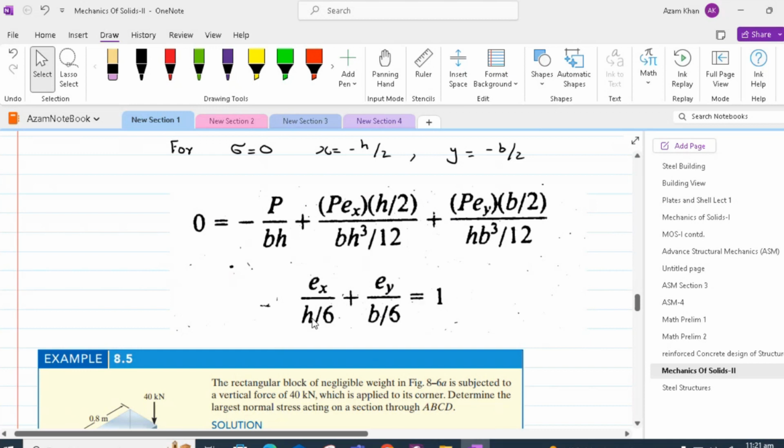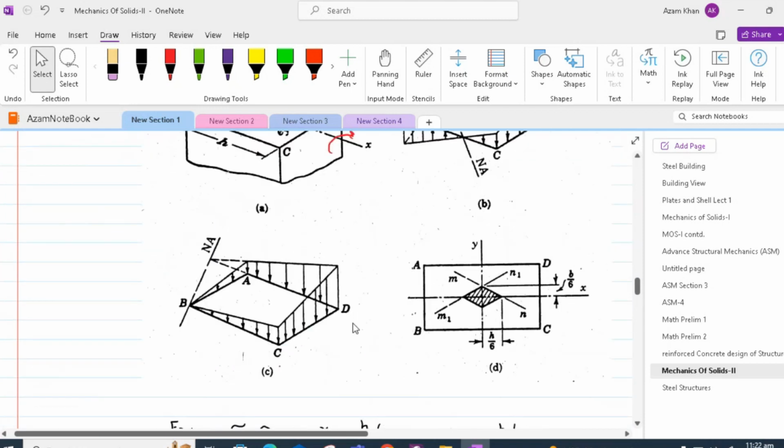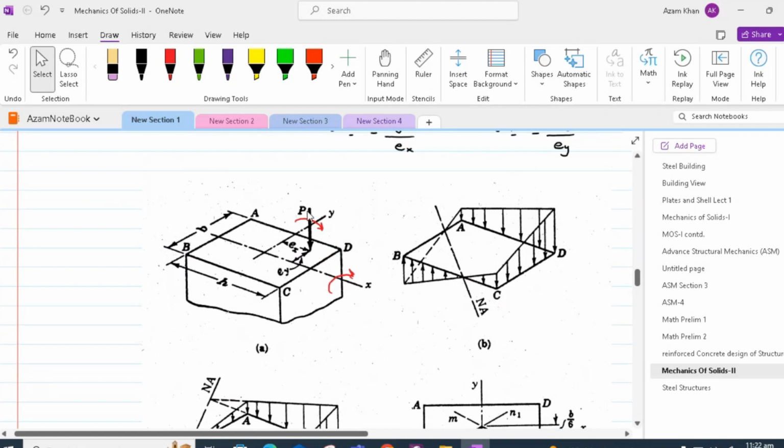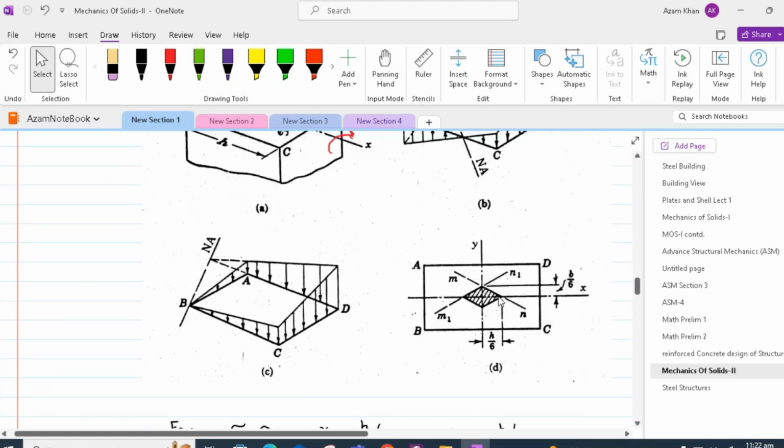The terms in denominators are the x and y intercepts of the straight line respectively. So this equation is the equation of a straight line, bearing in mind that the load is applied in the first quadrant. This line intersects the x-axis at h by 6 and the y-axis at b by 6.